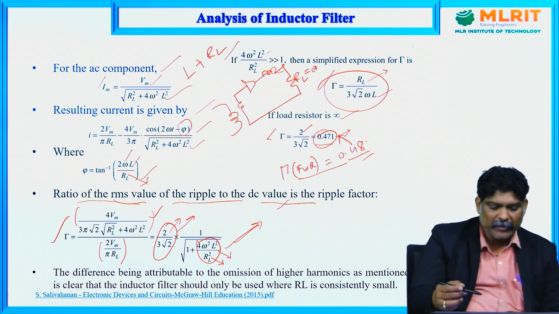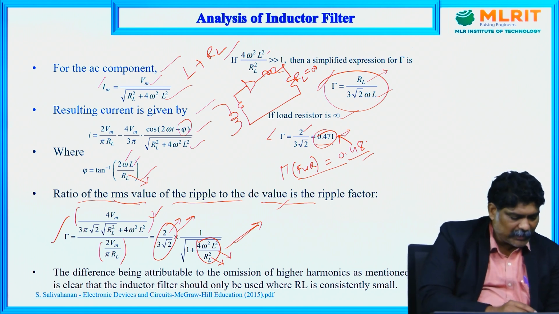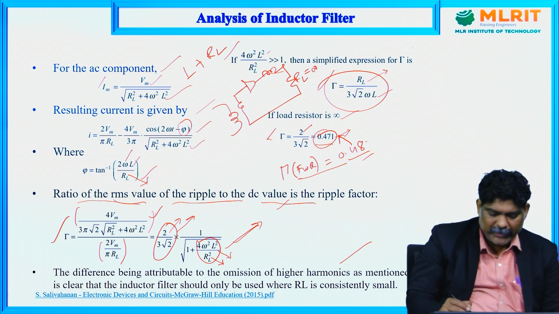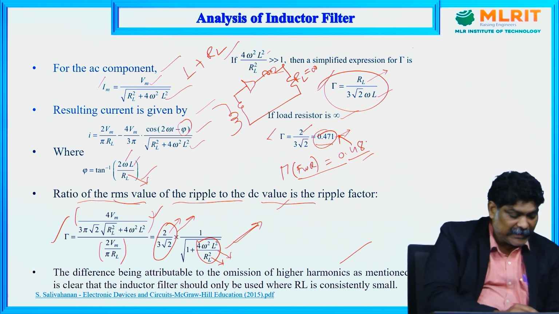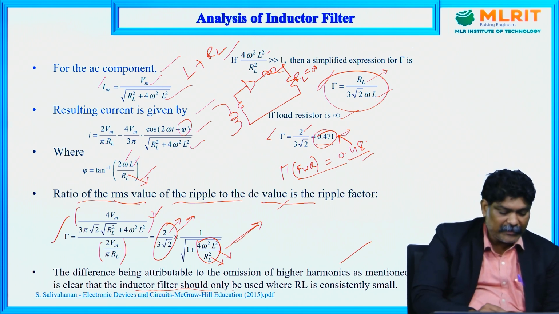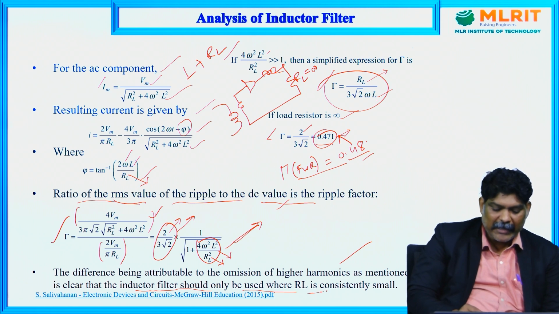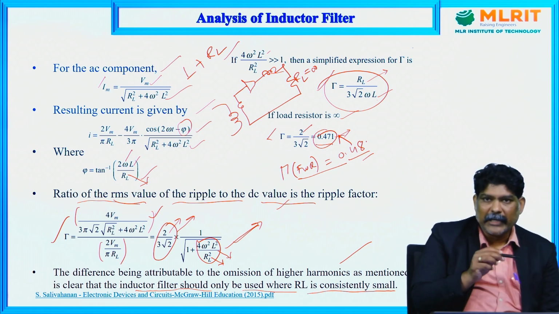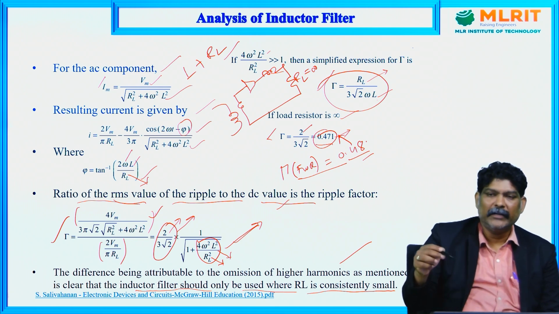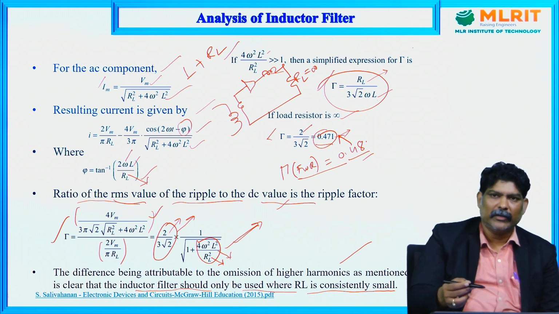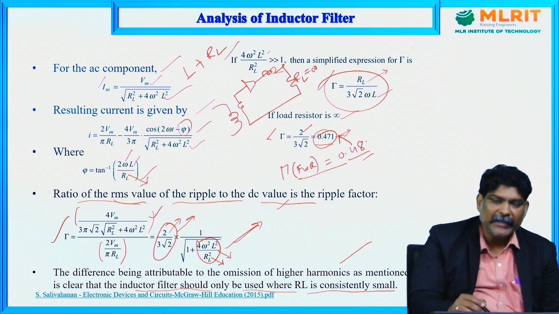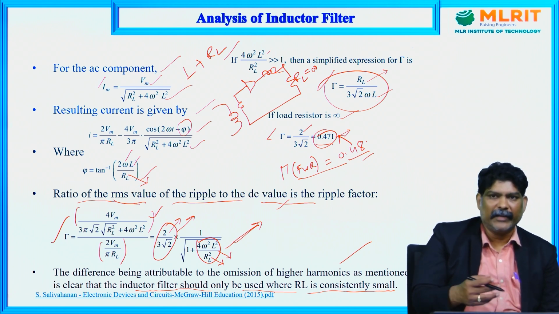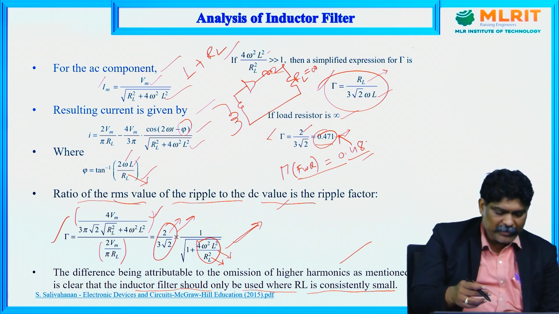Therefore, we can conclude that the difference is attributable to the omission of higher harmonics, and it is clear that the inductor filter should only be used where RL is consistently small. The inductor filter can be used when the current through the load is high, that is, RL is very small. If RL is very small, the inductor filter is very effective. This is the concluding statement.